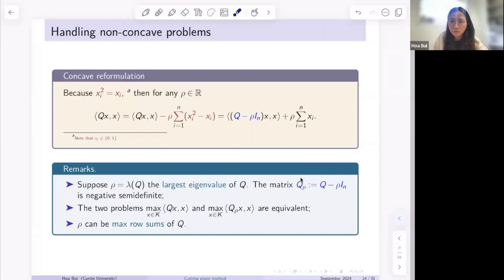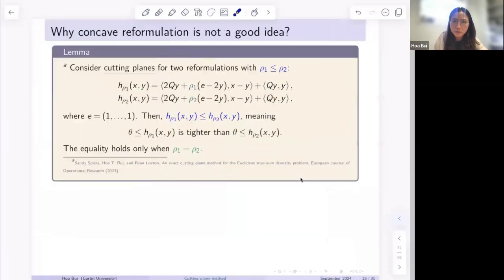Okay, it's too good to be true. So why don't people do that? It turned out that concave reformulation is not a good idea. The reason for that is this will significantly weaken the cuts. If we apply cutting plane for this new model, it will significantly weaken the cut.